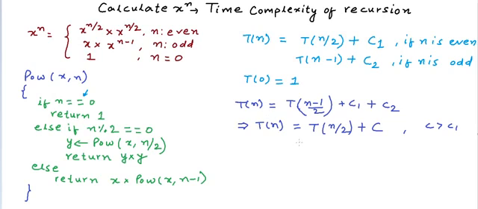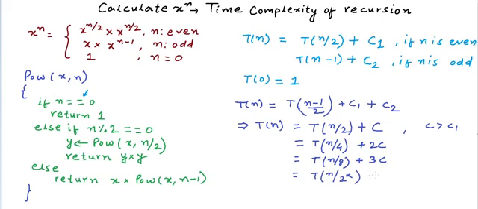Now let us try to reduce this expression. T(n/2) can be written as T(n/4) plus C. So this will be T(n/4) plus 2C, and we can go on reducing like this. We can write this as T(n/8) plus 3C, and if I have to write it in some generic form, then this can be written as T(n/2^k) plus k times C.